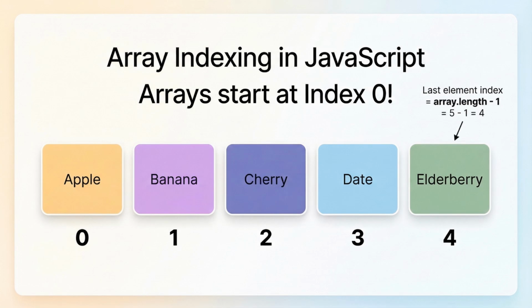And here's a useful formula. The last element of any array is always at the index of the array's length minus 1. If the array has 5 items, the last item is at index 4. So if you ever need to grab the last element, you can use array.length minus 1 as your index. This pattern comes up constantly in real code.